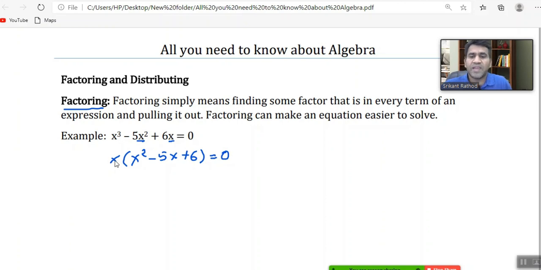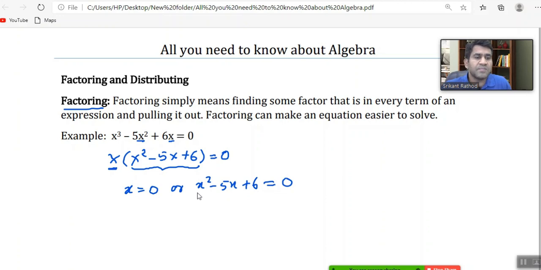Now look at how we pulled out the x term here. The expression left in the bracket is a quadratic equation, and we know there is a formula to solve a quadratic equation, or we can also make use of a calculator if allowed. So what would be the possible value of x here? For the entire expression to be equal to 0, either x has to be equal to 0 or the bracketed expression has to equal 0. So I can say x equals 0 or x squared minus 5x plus 6 equals 0.